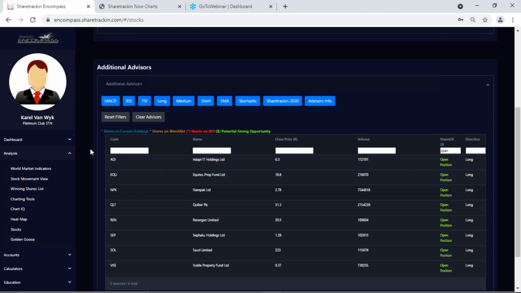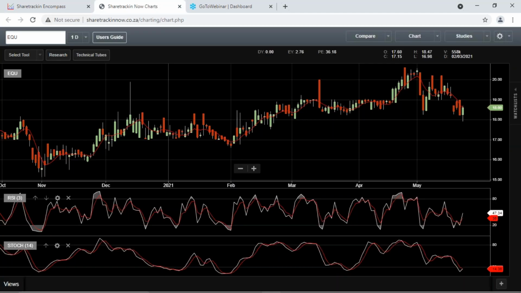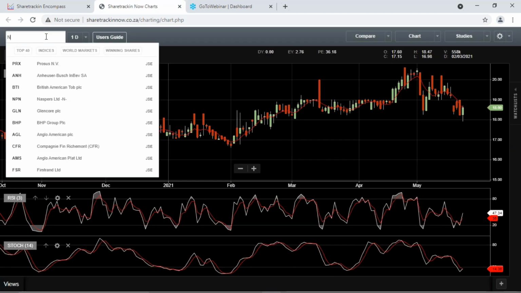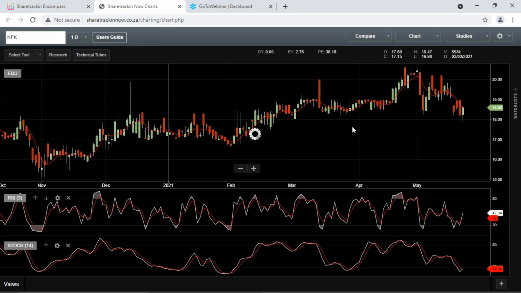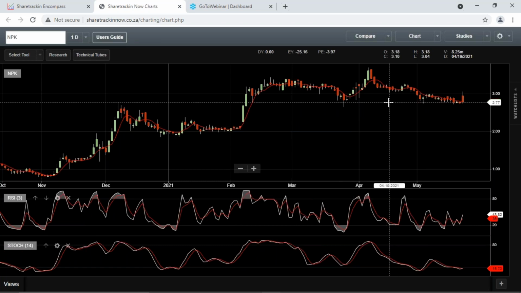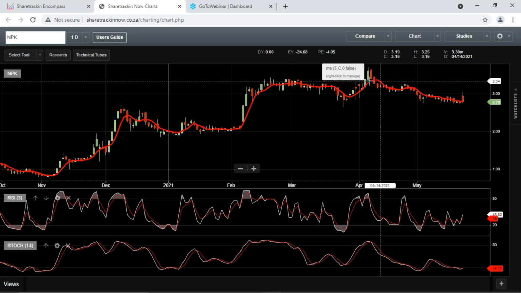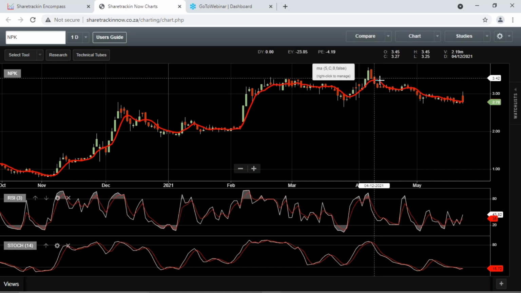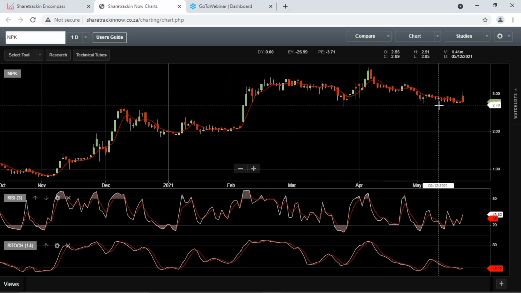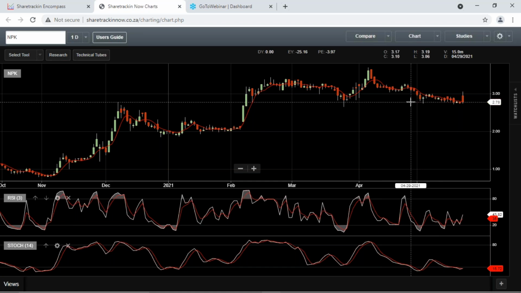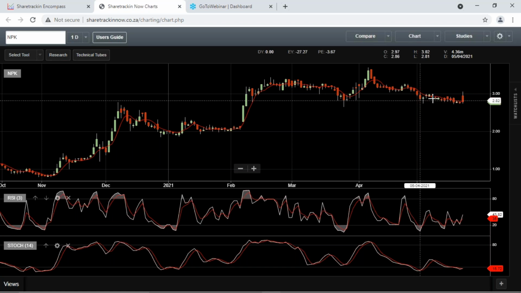NPK is NAMPAC. So if I look at NAMPAC, I can see that NAMPAC is in a quite good short at this stage. Also, the movement is a little low for CFD trade. As a daily trader, this would be more of a share for a weekly trade.